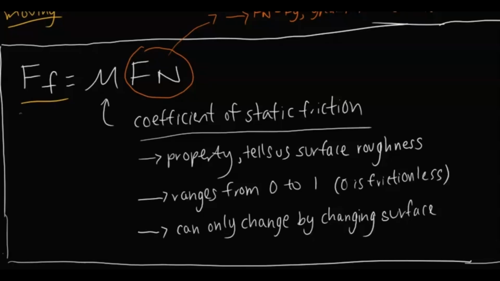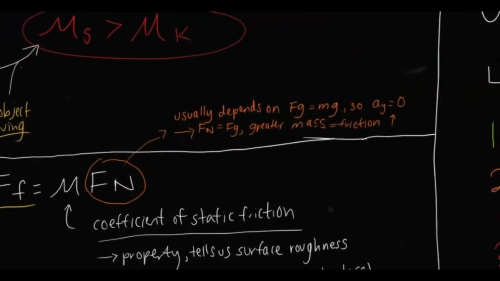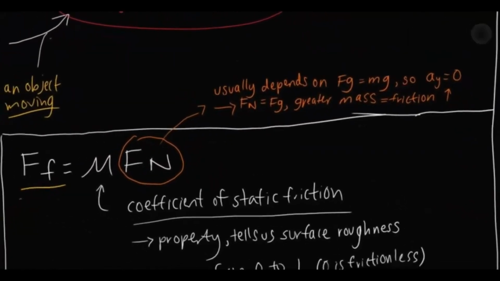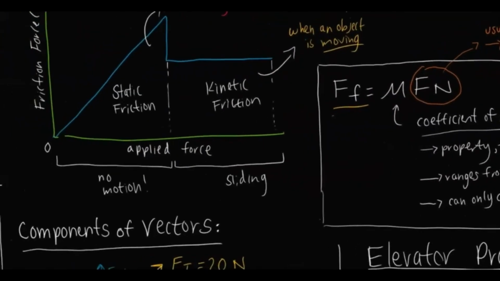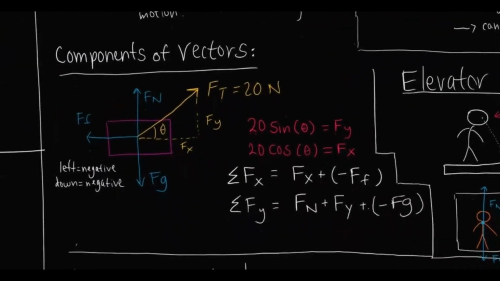So the coefficient is a property, so it tells us how rough the surface is. It ranges from 0 to 1, with 0 being frictionless, and you can only change it by changing the surface. Another thing to note here is that if the object is not accelerating in the y direction, then Fn is equivalent to Fg, and so that means that if you have greater mass, there's going to be more force of friction.